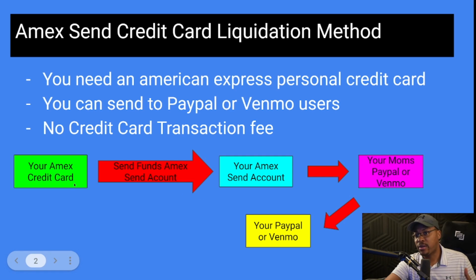So let's say, for example, you have an American Express Blue Cash Preferred credit card or a Gold card. What you would do is send the funds from your Amex credit card to your Amex Send account. Once your Amex Send account has the funds available, you could then send to either a PayPal user or a Venmo user, and they can just send it to your PayPal or Venmo account. The great thing about that is there are no transaction fees.